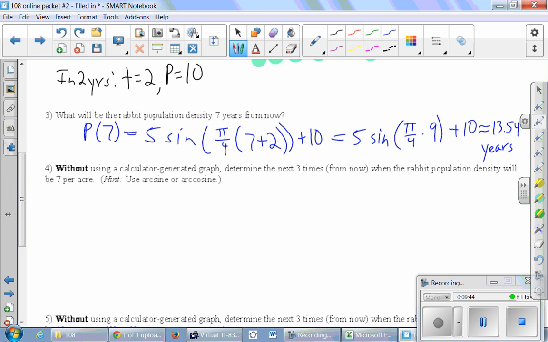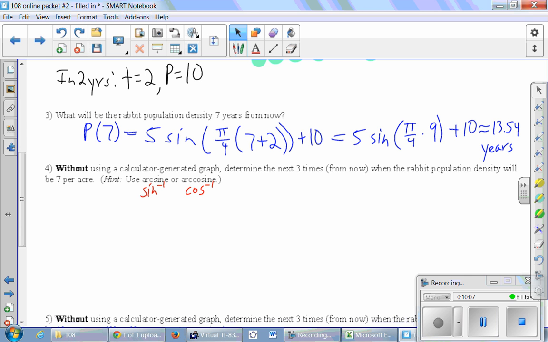13.54 years from right now. 4, without using a calculator-generated graph, determine the next 3 times from now when the rabbit population density will be 7 per acre. Hint, use arcsine or arccosine. Just a reminder, those are equivalent to inverse sine, inverse cosine, which are the two that I generally write.